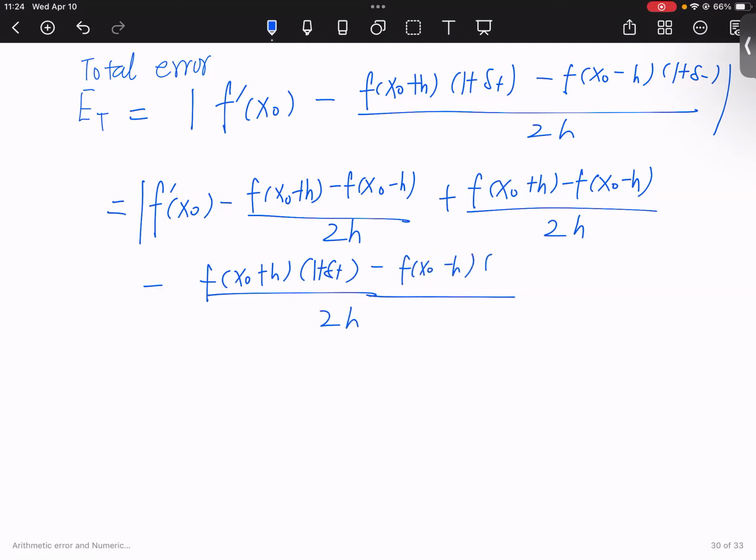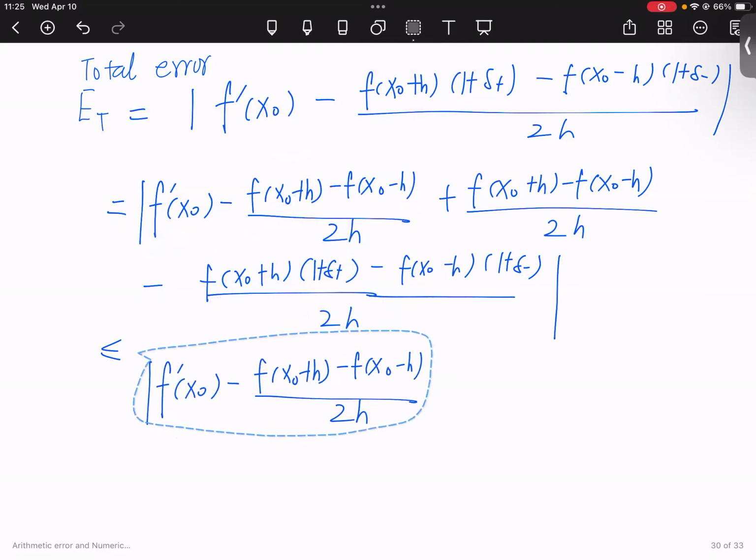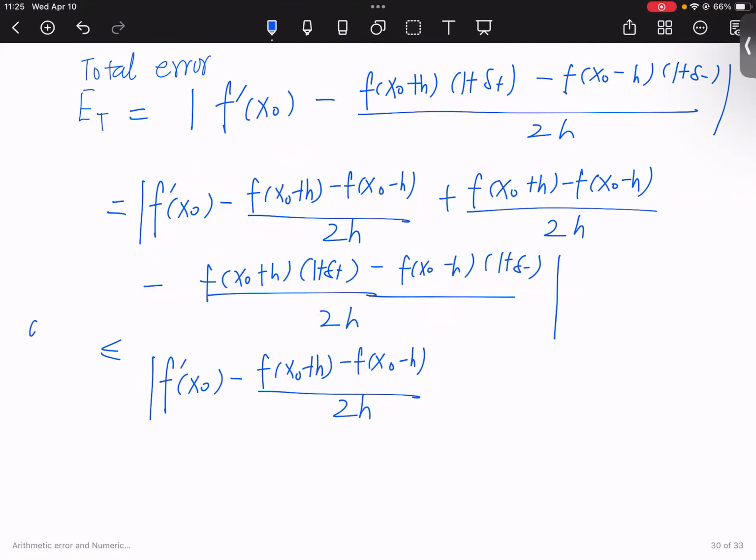Taking this absolute value gives me the smaller than or equal to. Here I got this, because the absolute value of a plus b is smaller than or equal to the absolute value of a plus the absolute value of b. So I divide this into two parts, and plus this.